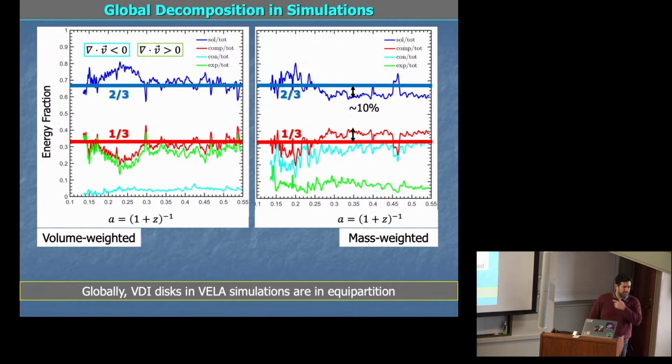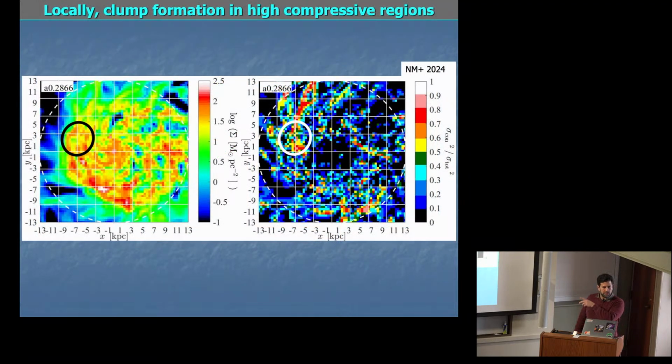That's not surprising. These simulations are not undergoing major mergers, so the know-it-all model shouldn't really apply. But this is globally. What about locally? So this is that same collapsing protoclump that I showed you before that was undergoing collapse with a high Q.